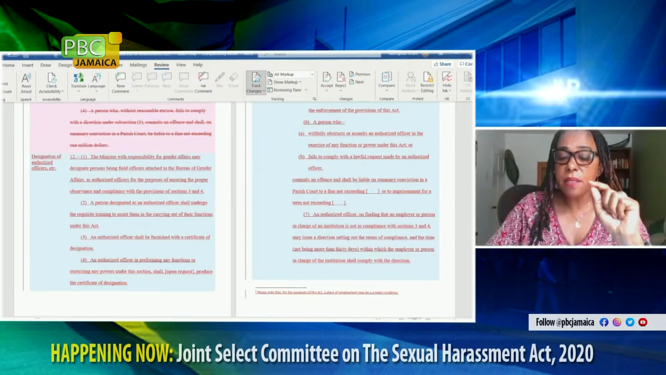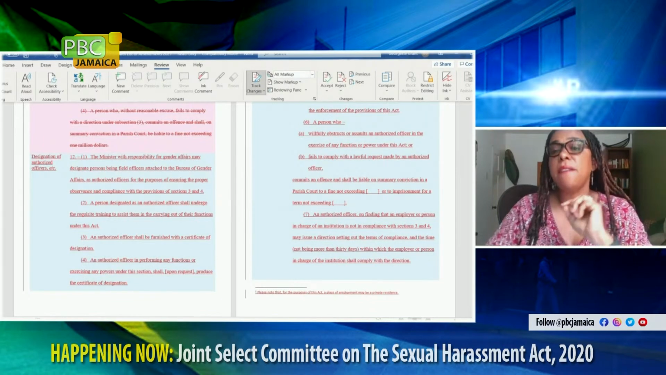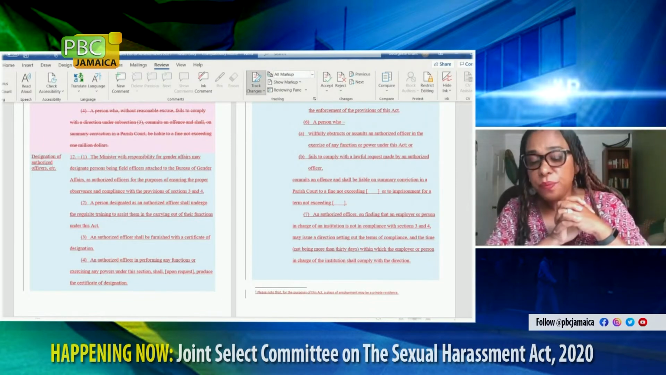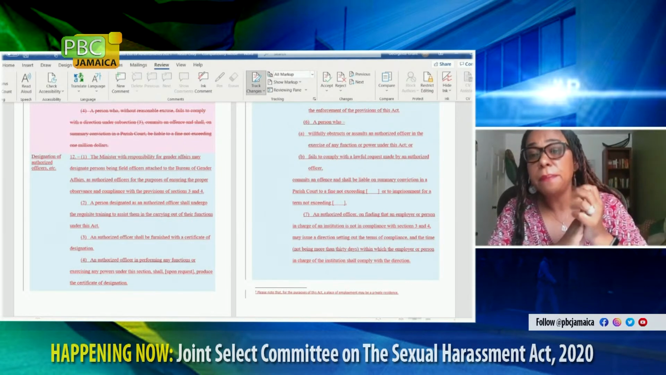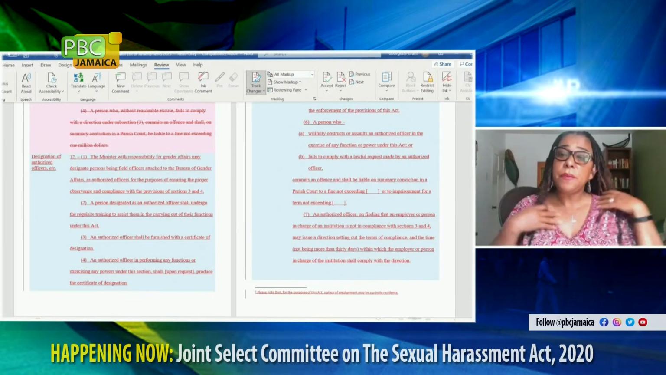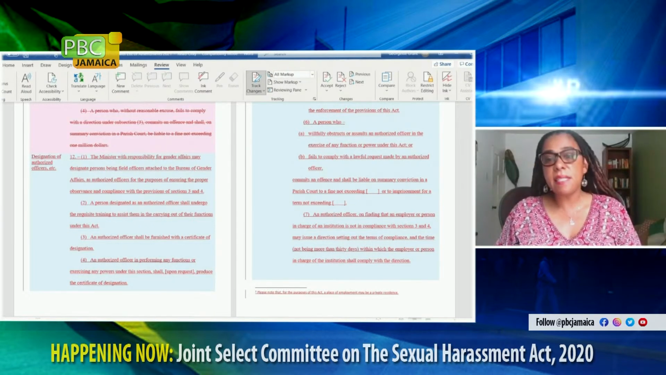Where it says, the minister with responsibility for gender affairs may designate persons being field officers attached to the Bureau of Gender Affairs. So I would take out the attached to the Bureau of Gender Affairs, and let me say why. There are times different ministries use an entity such as the SDC to carry out certain functions. So there have been times when local government uses officers from SDC.